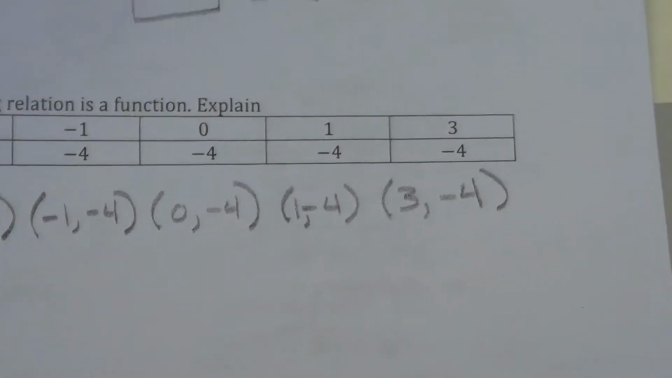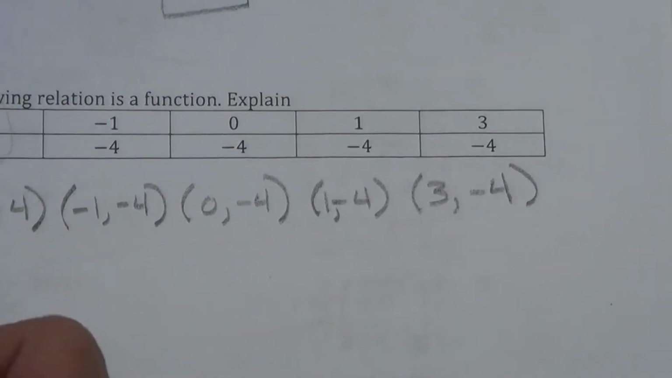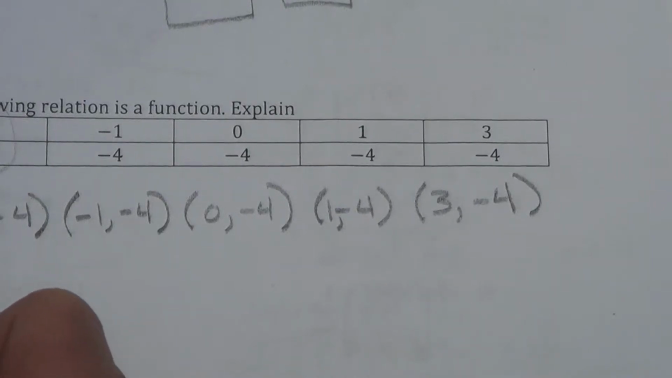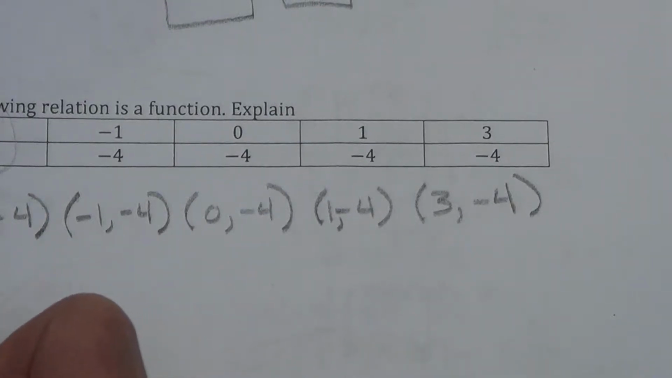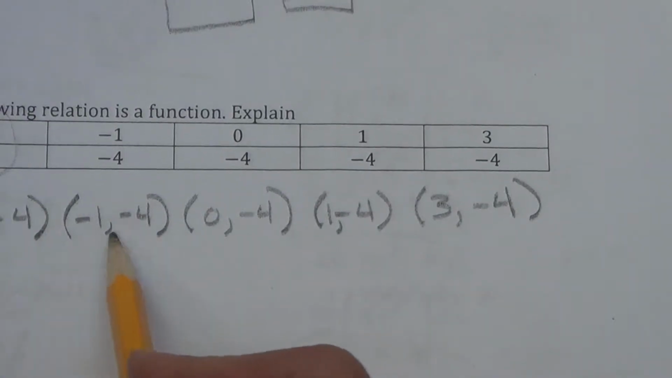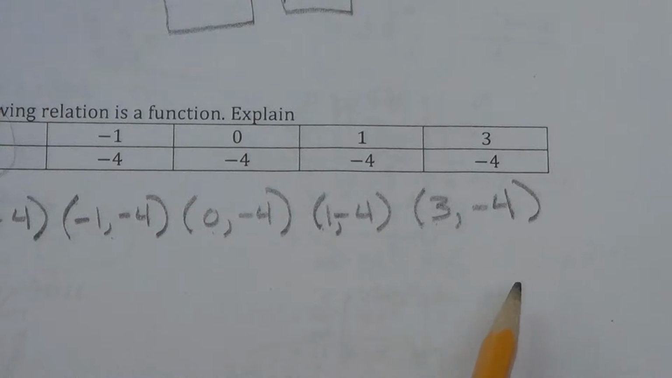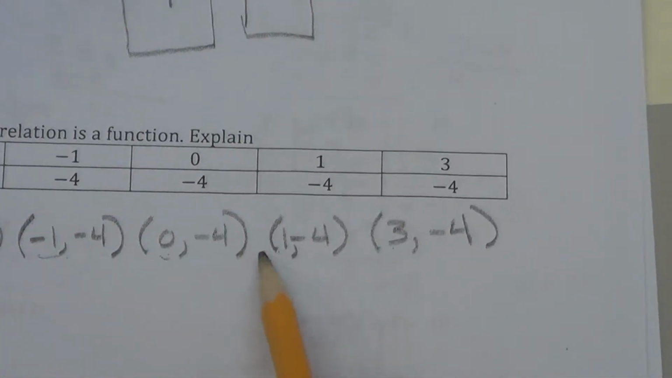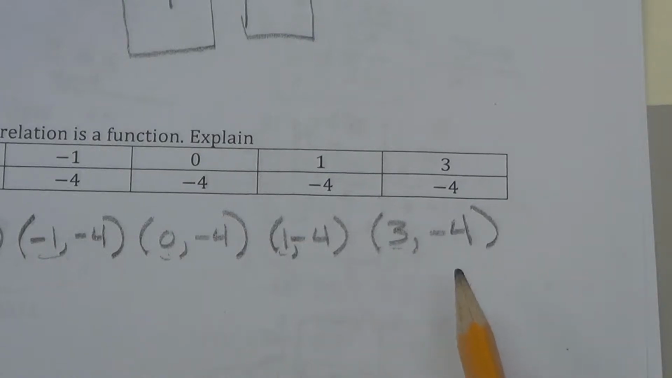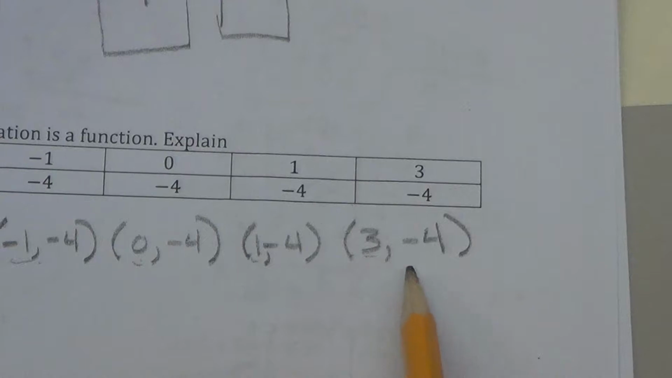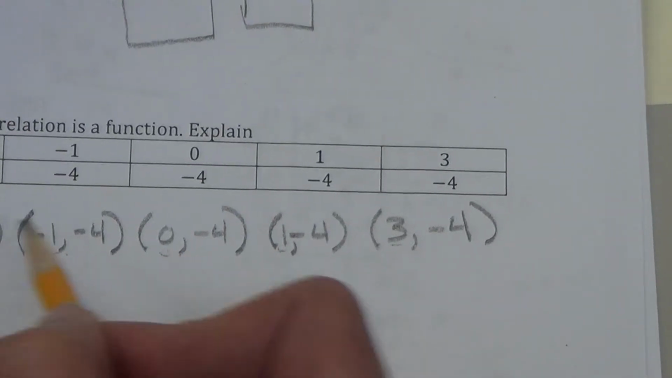Whew. So, in a relation, a function is when all the pairs occur and the X never repeats with a different partner. So if we look at the X's, we have -2, -1, 0, 1, and 3. There's never an X that repeats with a different partner, so that is a function.